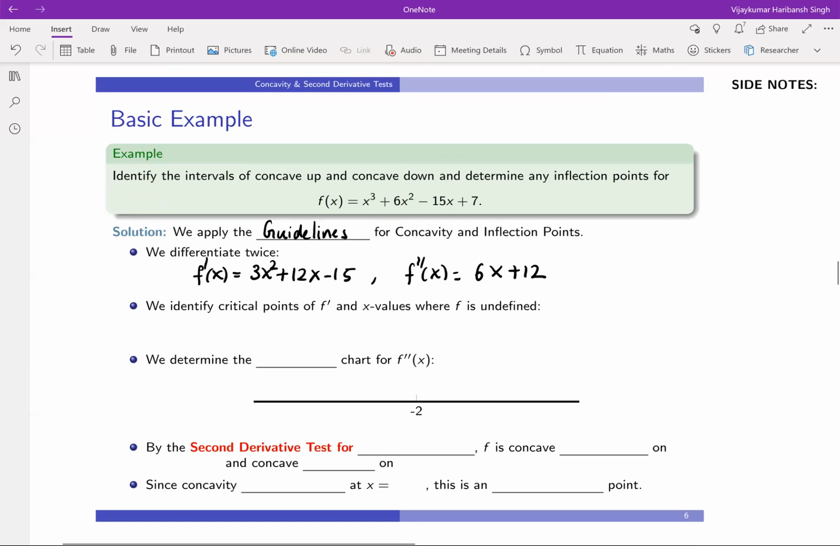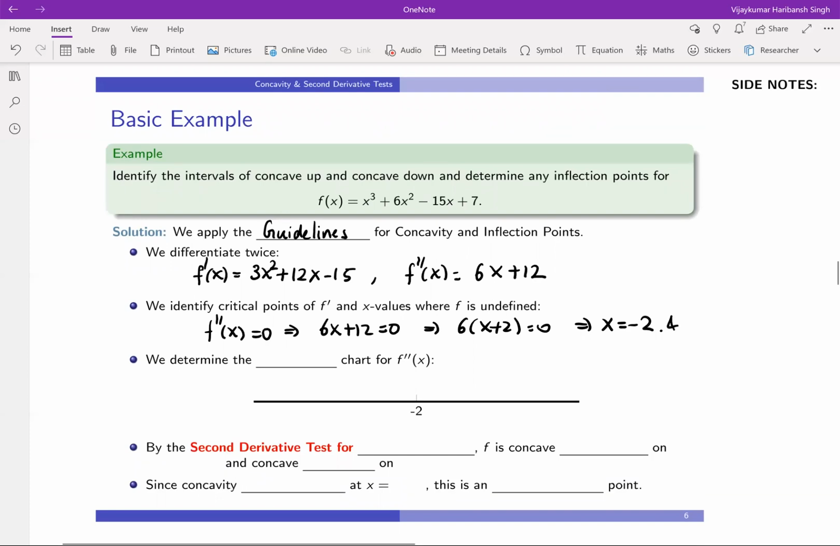All right, so now let's see. f double prime of x equals 0 implies 6x plus 12 equals 0, which gives 6 times (x plus 2) equals 0, which gives x equals minus 2.